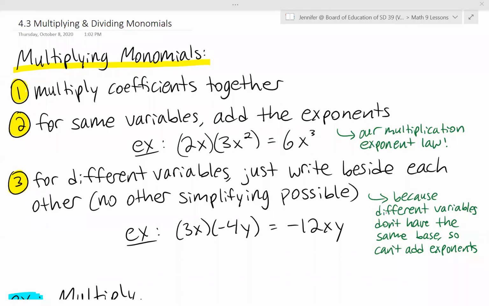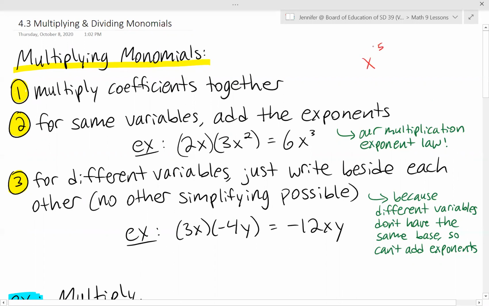This is lesson 4.3, multiplying and dividing monomials. We'll start with multiplying. The steps are pretty simple. To multiply monomials, first you're just going to multiply the coefficients together, or the numbers that are in front of the variables. Then when we're dealing with the variables, if they are the same letter, then you can add the exponents together. And this is actually our multiplication exponent law that we did in chapter 3. If the bases are the same and you're multiplying them, then you can add the exponents.